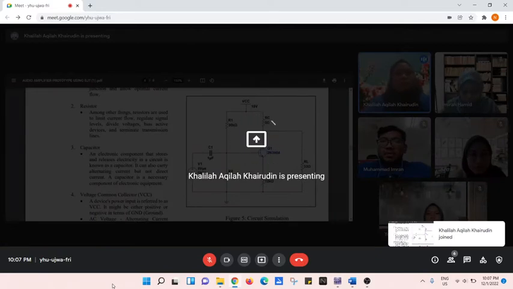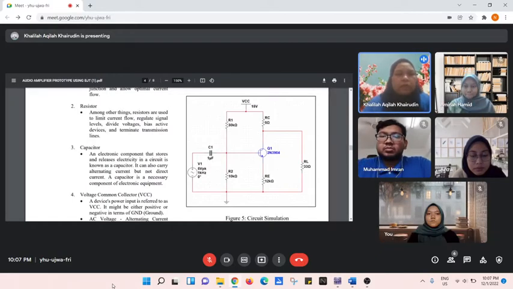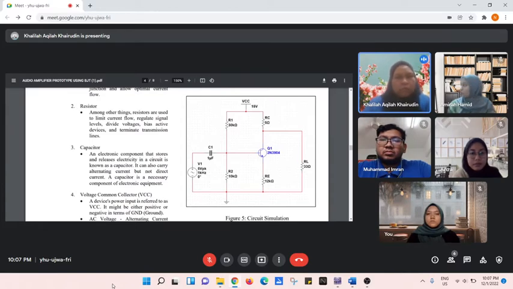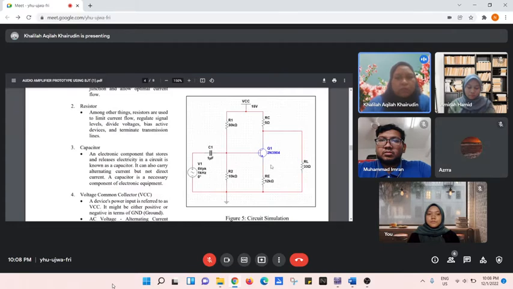Okay, so now I'm going to present the next part, which covers the component selection in our circuit. We are using Multisim software to simulate our circuit. We are using version 14.2, and Multisim is an electronic schematic capture and simulation program. Firstly, as you can see here, we are using one transistor which is 2N3904 NPN type. NPN stands for negative, positive, and negative.